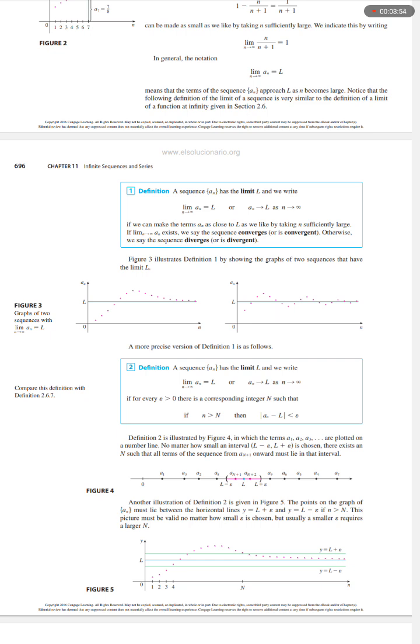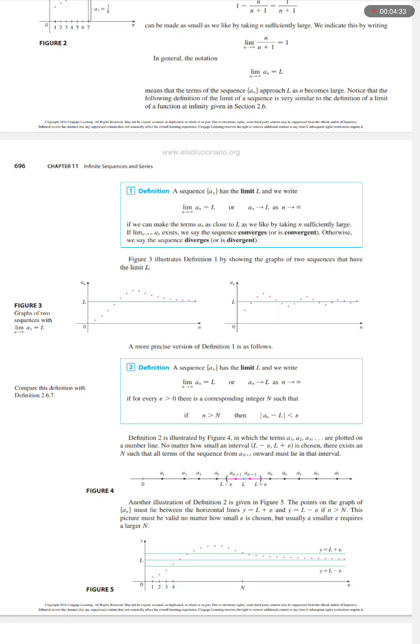Definition 1. A sequence {a_n} has the limit L, and we write the limit of a_n as n approaches infinity equals L, or a_n goes to L or approaches L as n approaches infinity, if we can make the terms a_n as close to L as we like by taking n sufficiently large. If the limit as n approaches infinity of a_n exists, we say the sequence converges or is convergent. Otherwise, we say the sequence diverges or is divergent.